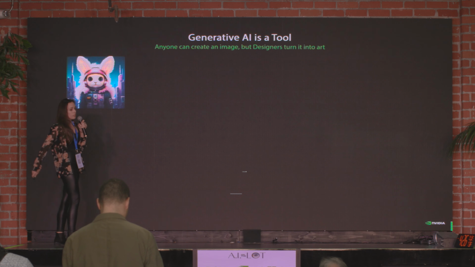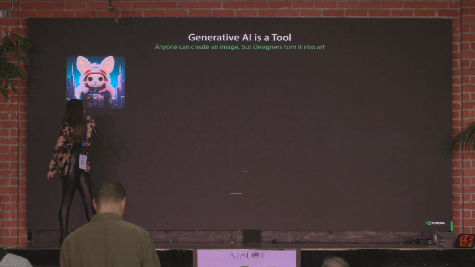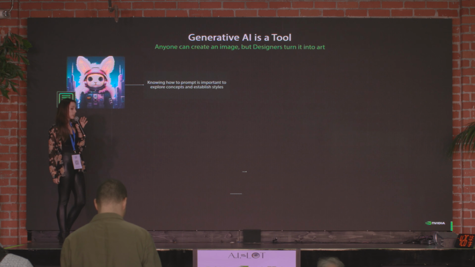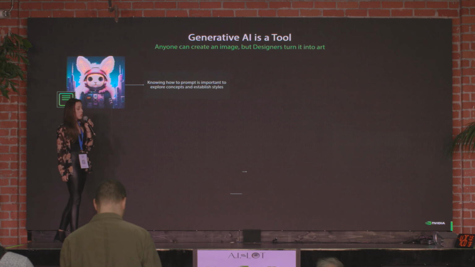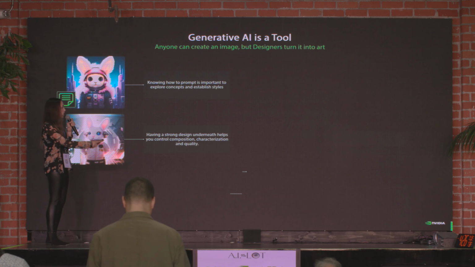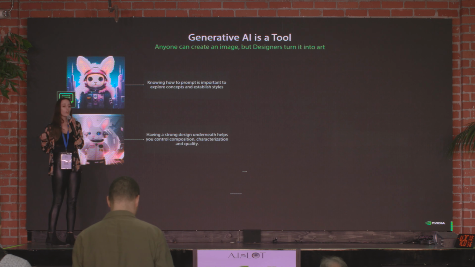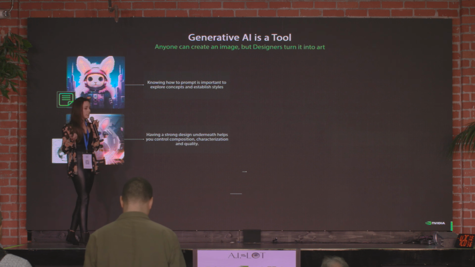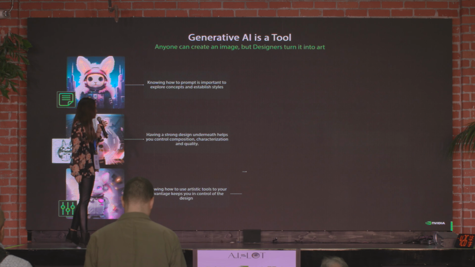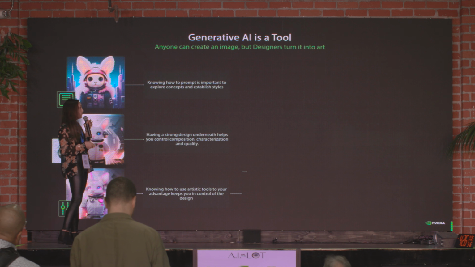Anyone can create an image, but designers and artists are the ones that create art. How do they do it? Well, first, they understand prompt engineering, of course. Knowing how to prompt is always going to be important. It helps you establish a theme and a style. But there's more. If you have a strong design underneath or a strong knowledge of design, you can start to control the composition and the characteristics in your scene. Finally, if you know how to use the artistic tools in your arsenal to better develop a design, you're gonna have a much more successful generation.